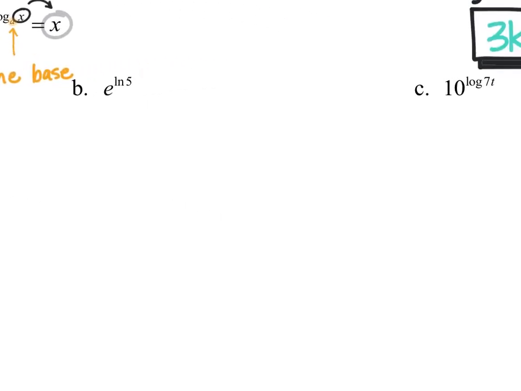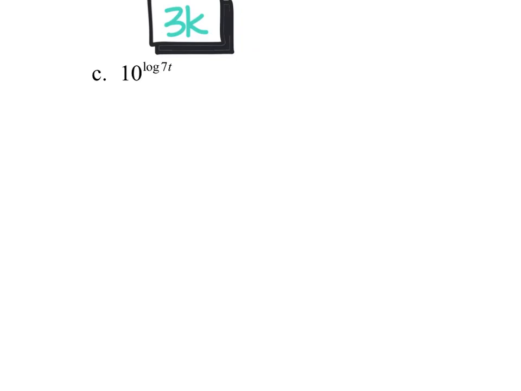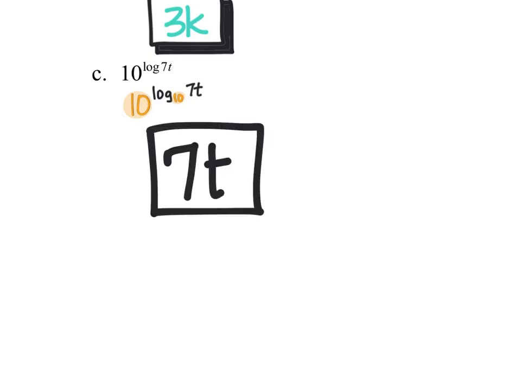Example B, we have e raised to the ln of 5. So we have base e raised to the logarithmic exponent that is log base e of 5 will simplify to 5. And example C, we have 10 raised to the logarithmic exponent, which is the common log of 7t. So 10 raised to log base 10 of 7t will simplify to 7t.